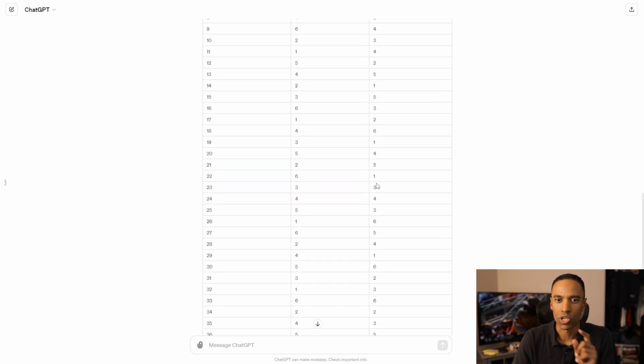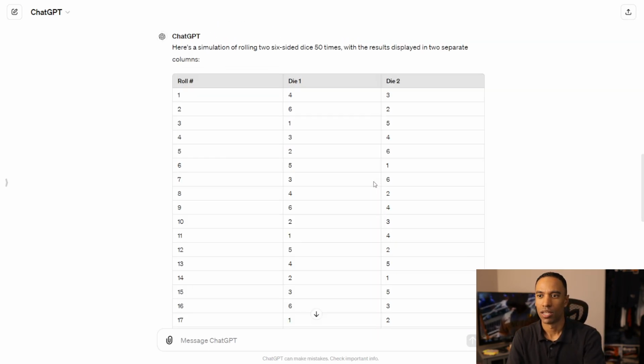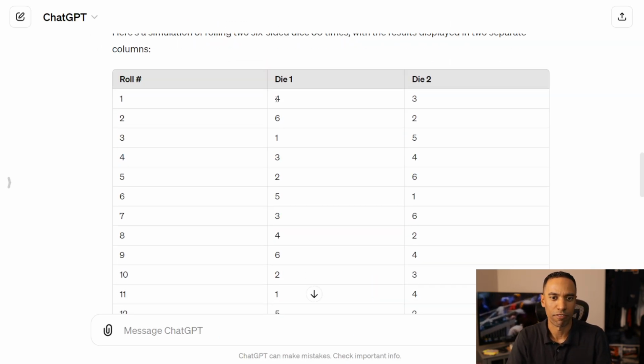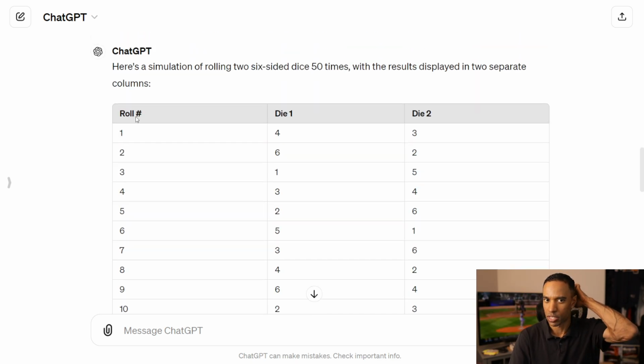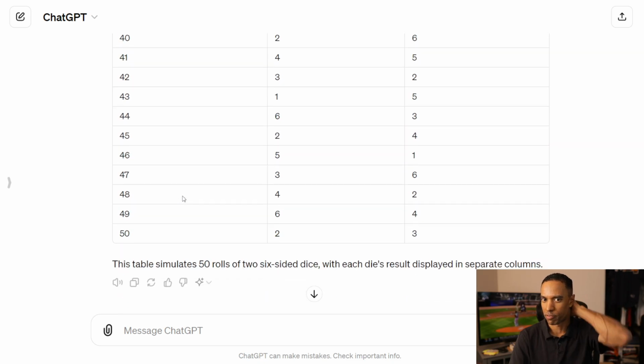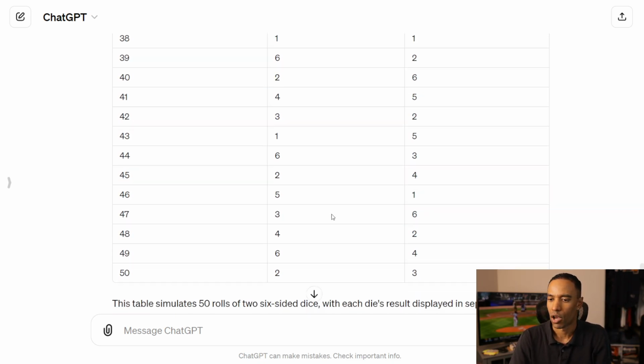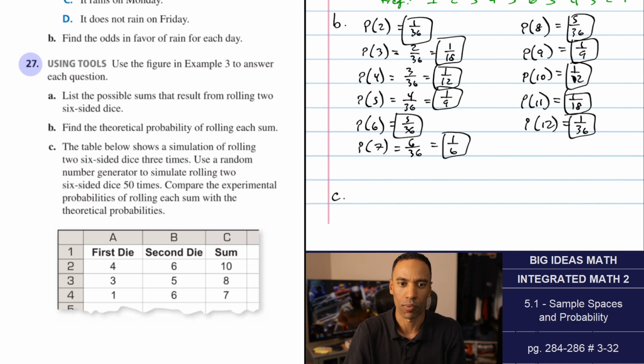Okay, here we go. So in ChatGPT, here's a simulation of rolling 2 6-sided dice 50 times. So here's die 1 and die 2, etc. And it's showing all of those there. This is the roll number. So 50 rolls and it shows all that. Perfect. Okay, so there's that. I don't know what they wanted to do with it.